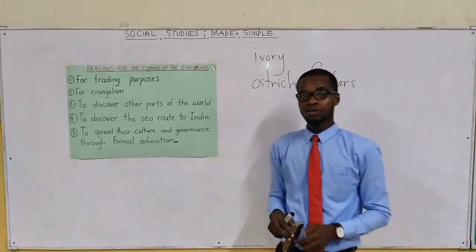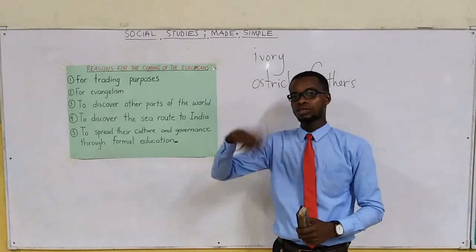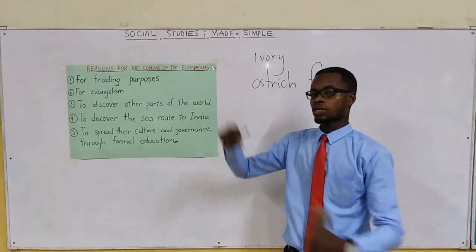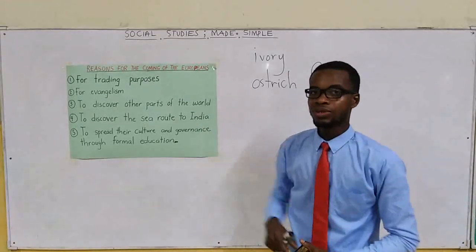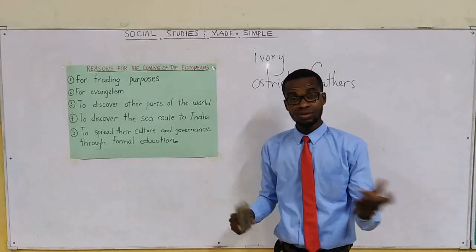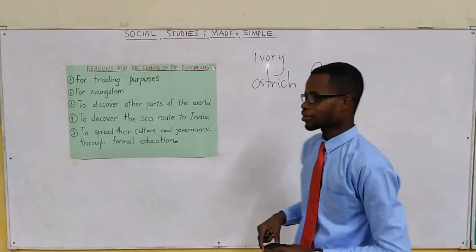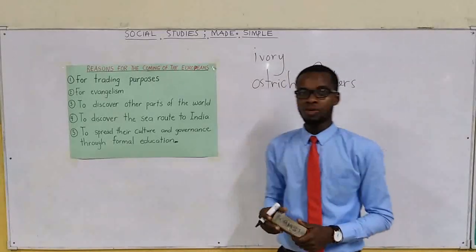We can also talk about ostrich feathers, which they used for their writings. So they had long feathers and they had to pour the ink in and use it to write. But now today we have pens, and then we have pencils, so we write with them. Okay. Well, gold was also one of the commodities.